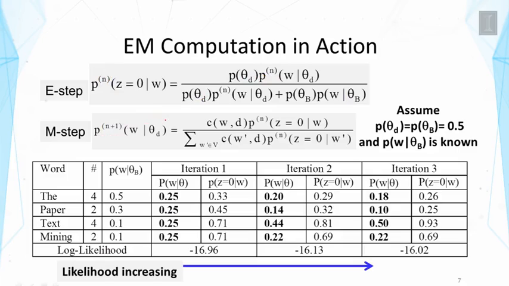So in this setting, we have assumed the two models have equal probabilities and the background model is known. So what are the relevant statistics? Well, these are the word counts. So assume we have just 4 words and their counts are like this. And this is our background model that assigns high probabilities to common words like "the".